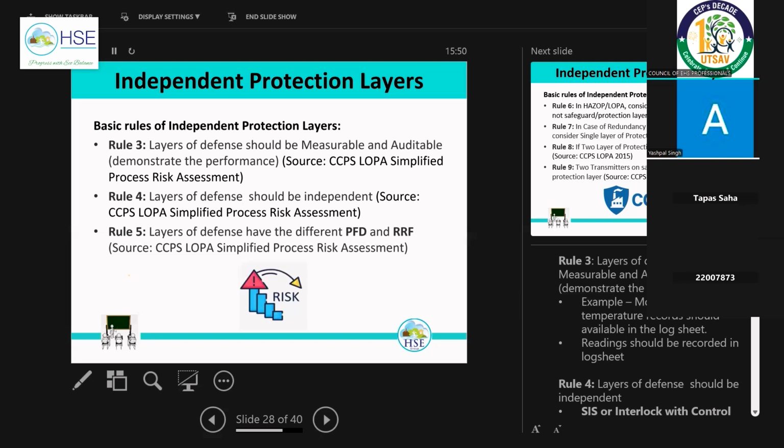Like that, we can take the consideration of PFD or RRF. You can select anything. You can write down PFD or you can write down RRF. It is easier to write down PFD in the worksheet: 10, 100, 1000. That is easier to write. If you write down 10 raised to minus 1, that takes more time. So normally we prefer to write down the PFD, probability of failure on demand.